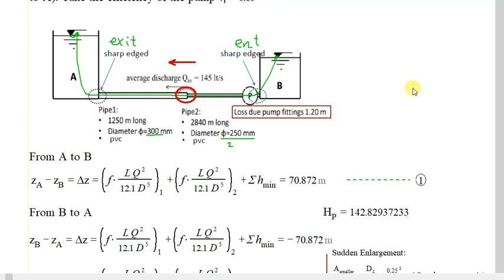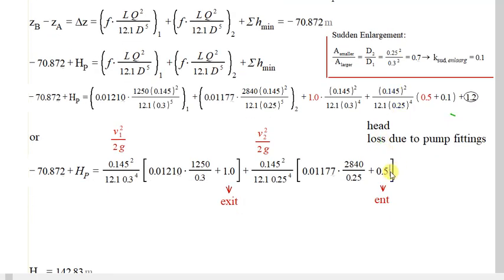Still, 2 has the higher speed and the smaller area as well. Okay, so I would still add it here plus 0.1. Just make sure the factor is the same, the blue one. Okay, that's it.